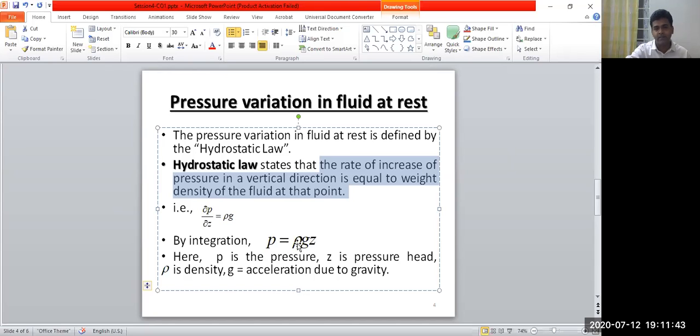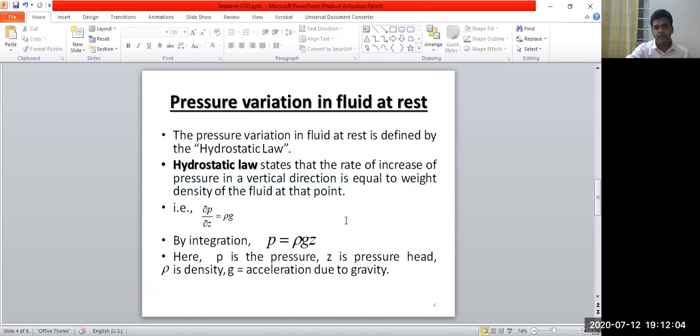If the liquid is incompressible, then the density is constant and g is also constant. So in that case, only in case of incompressible fluid, pressure at a point varies with the z, vertical height only. This is the hydrostatic law. Better if you solve a problem, you can understand this in a better way.